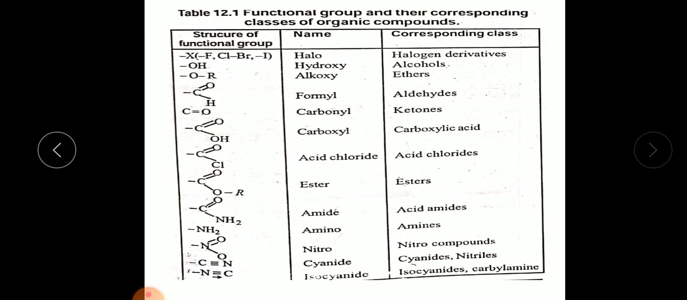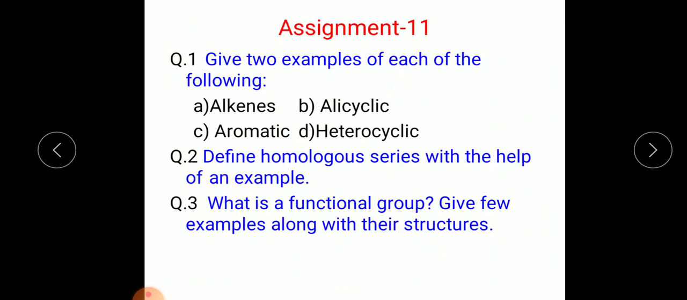Now, today's assignment number 11: give two examples of each of the following: alkenes, alicyclic compounds, aromatic and heterocyclic compounds. In the examples you need to mention the structure and the name. Question number 2: define homologous series with the help of an example. And question number 3: what is a functional group? Give a few examples along with their structures. So this is today's assignment. You complete it and send it to my mail.